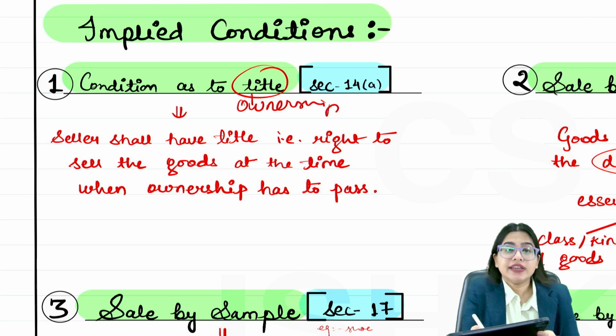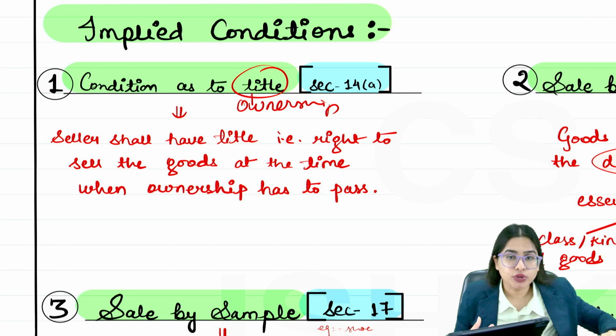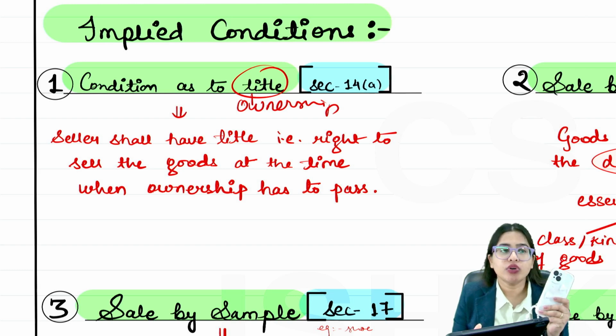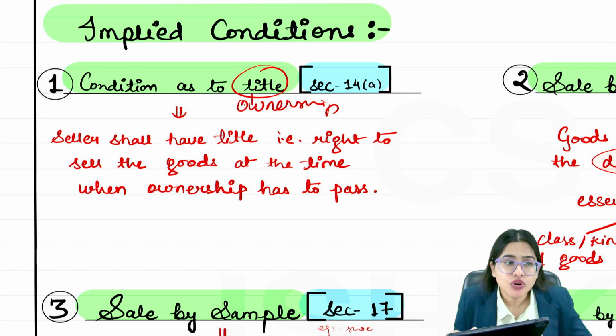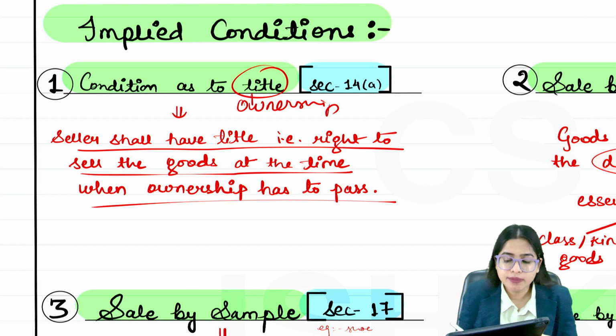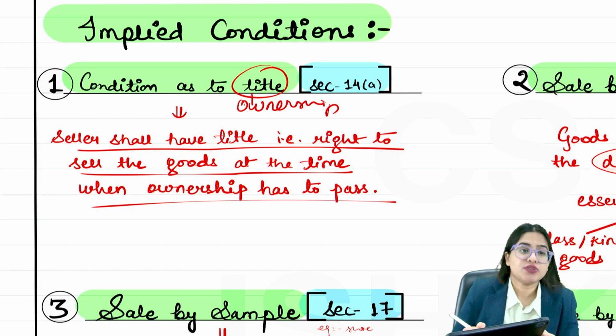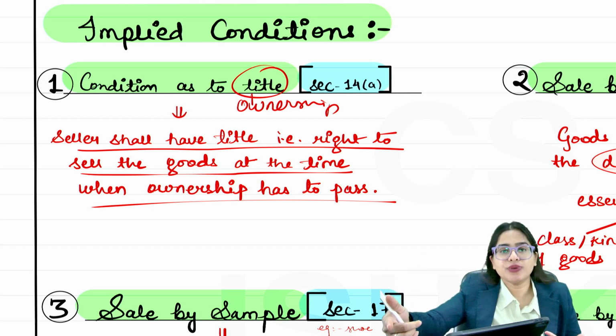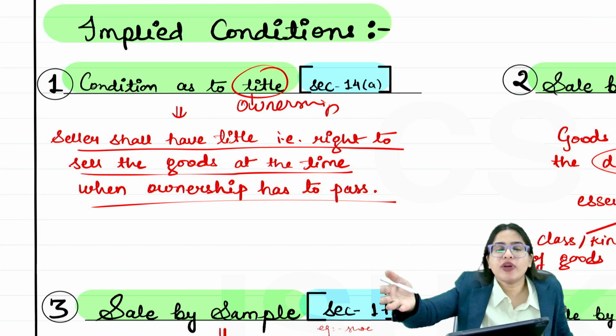Remember I told you title, ownership, property all mean the same. If I am selling this phone to you, I should have the title of this phone. That means I should be the owner of this good. Then only I can sell this good to you. That is known as condition as to title. It is given in section 14A. This says that the seller should have the title, that is the right to sell the goods, at the time when ownership has to pass. When I am giving you ownership, I should have the ownership, then only I can give it to you. If I don't have ownership, how can I give it to you?